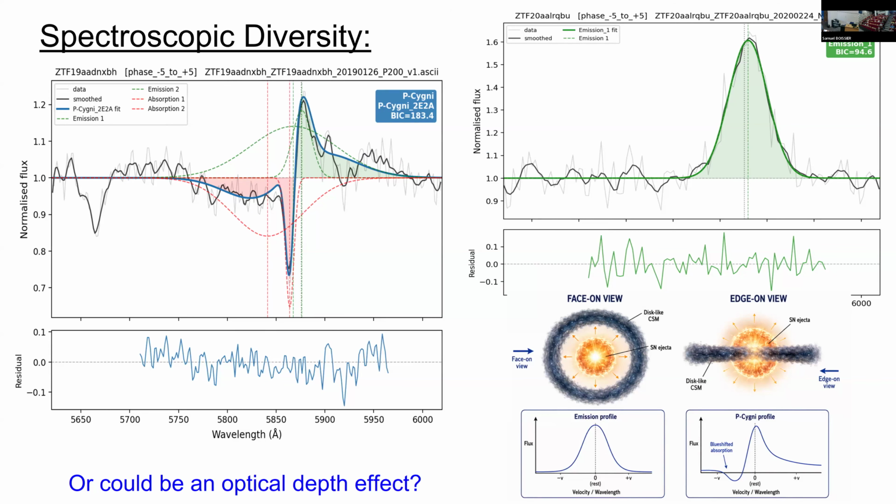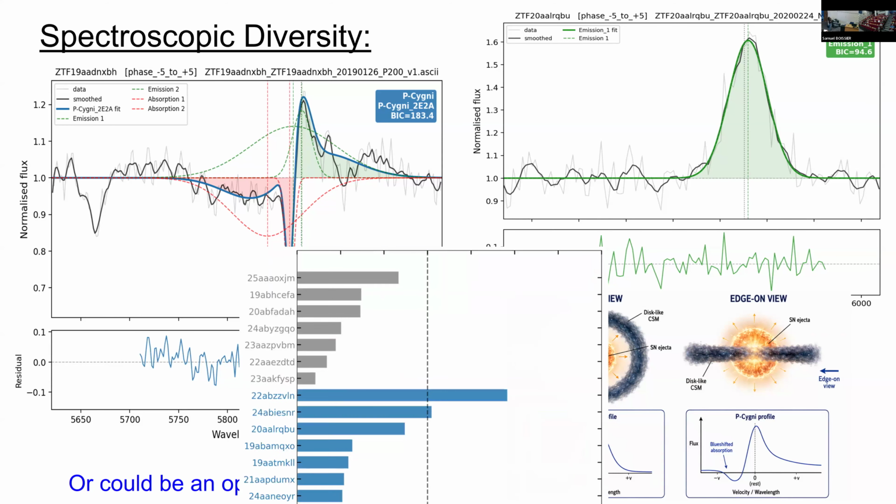Now, what does this physically mean, a P Cygni or an emission subclass? One probable explanation is the geometry. Let's assume there is a supernova ejecta which interacts with the circumstellar medium. If we see it face on, then we could see an emission profile. However, if we see it edge on, then we could see a narrow P Cygni coming in. This could be one explanation, or it could be an interplay of optical depth, which gives rise to these emission and absorption profiles in the spectra.